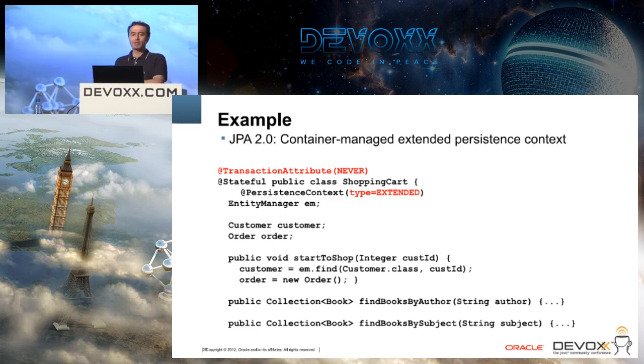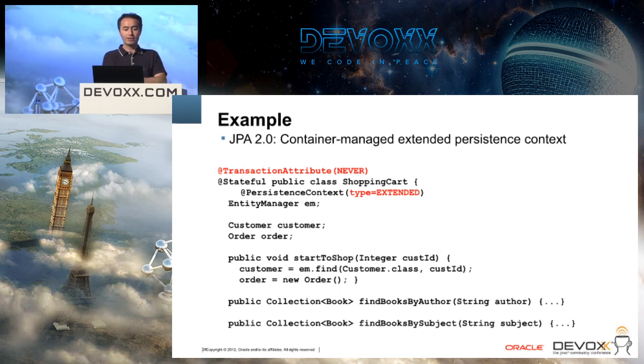JPA 2, container-managed extended persistence context. This is currently what you can do with extended. Notice I have a shopping cart EJB here, and the transaction attribute is never. So none of the methods are transactional, right? There are no transactions here.